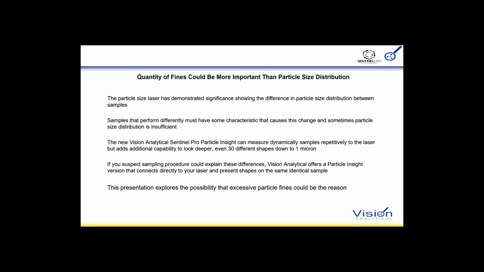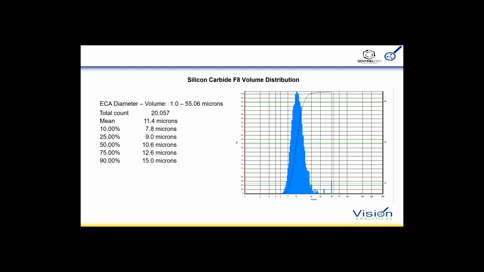Excessive fines are difficult to identify and, more importantly, quantify when using a laser instrument alone. This presentation displays one analysis method and reporting format for using the Particle Insight to measure the significance of fines. What you see in front of you is a volumetric distribution of a silicon carbide sample labeled F8.